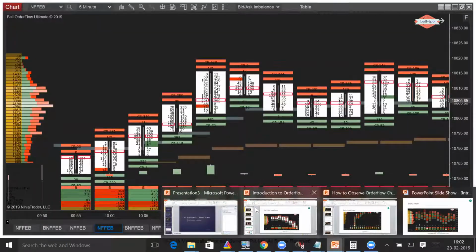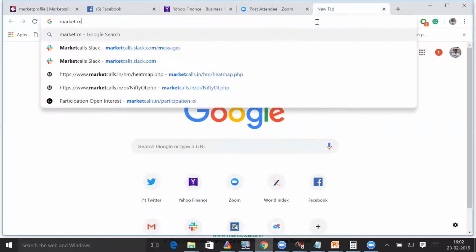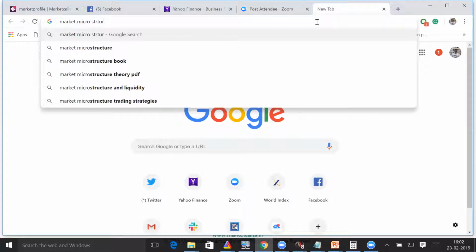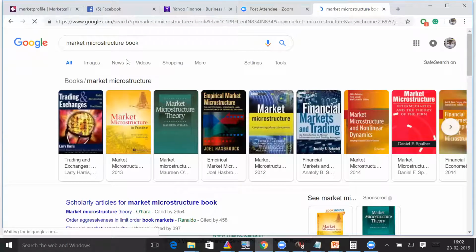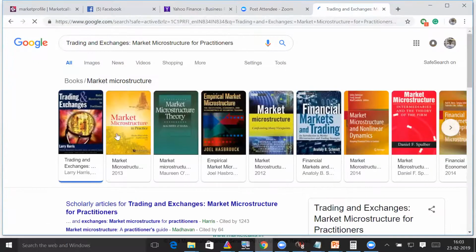If you really want to know more about order flow, one can go and learn from a book called Market Microstructure. It is highly recommended for learning how orders work, how iceberg orders work, what VWAP is, and how institutional players handle iceberg orders. It's from the trading exchanges, by Harris.